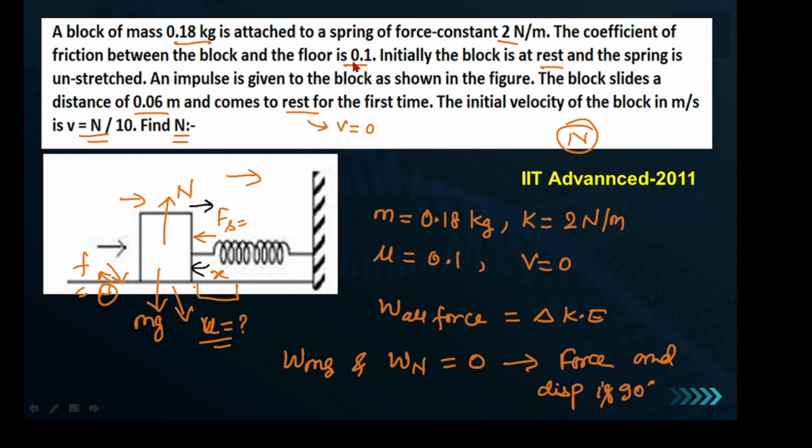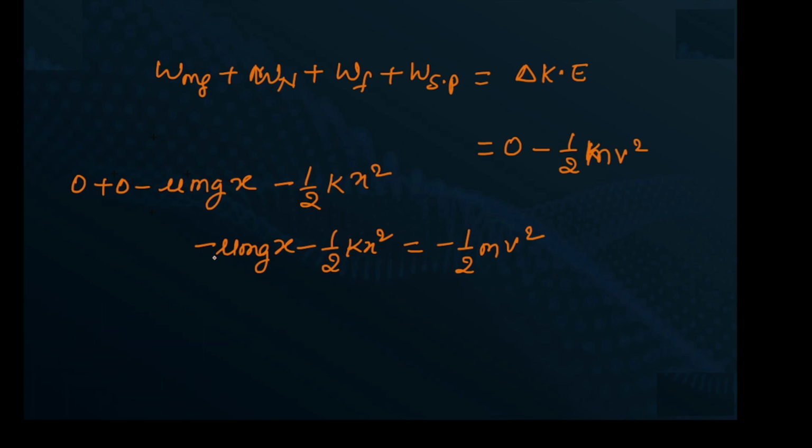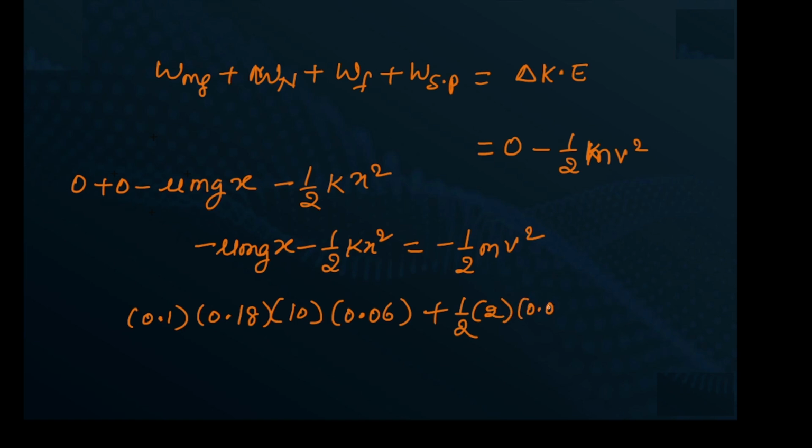So we will put the value of all the given constants. Mass is 0.18 kg, mu is 0.1, force constant is 2, and x is 0.06. So we have to first put all these values. Here negative sign will be cancelled, and mu is 0.1, mass is 0.18, g take 10, and x is 0.06, plus half, value of k is 2, x is 0.06 square, equal to mass of this block 0.18 kg by 2 into v square. Now we can solve this.